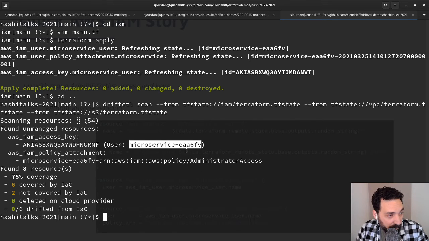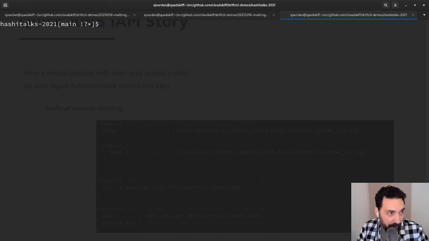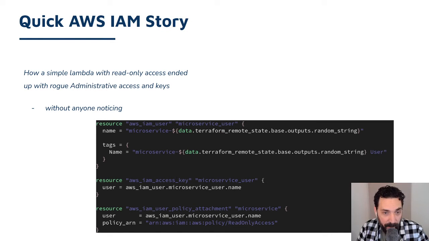the user EAA6FV has a new access key, and they would have seen that the administrator access policy was added to this user. The coverage went from 100% to 75%, and two resources were not covered by infrastructure as code, Terraform in this case. So if they had drift control in their toolbox, they would have known about this change right away.